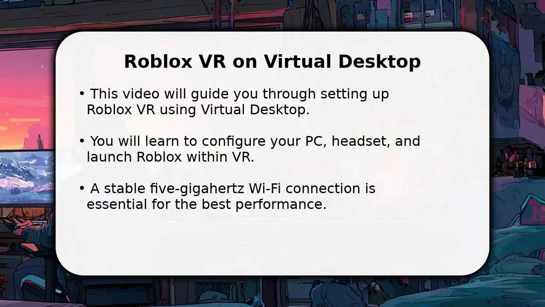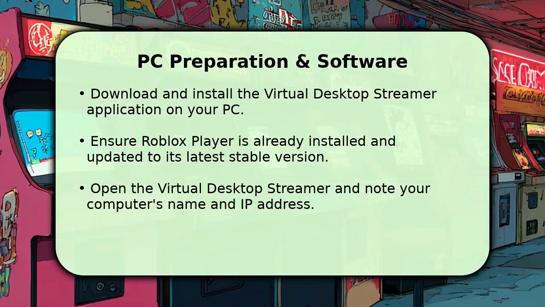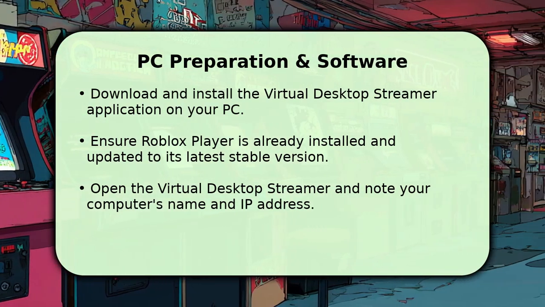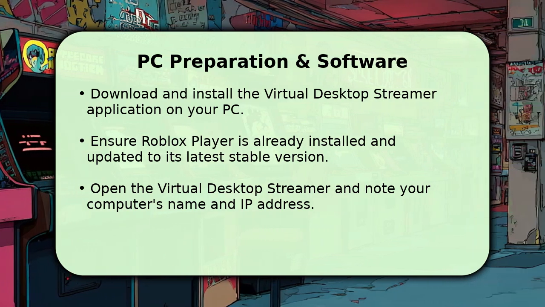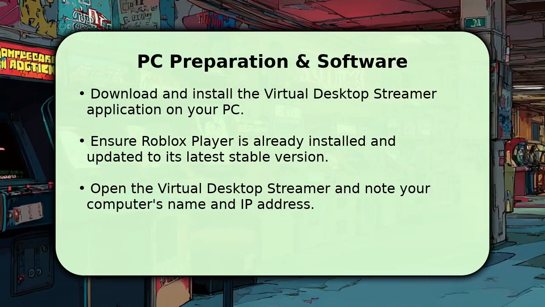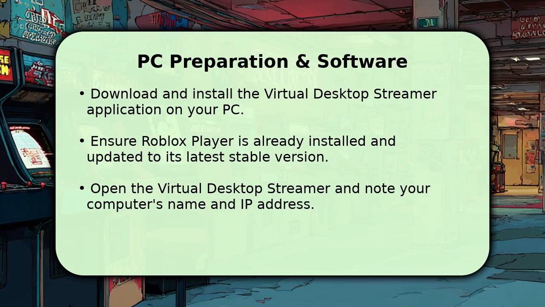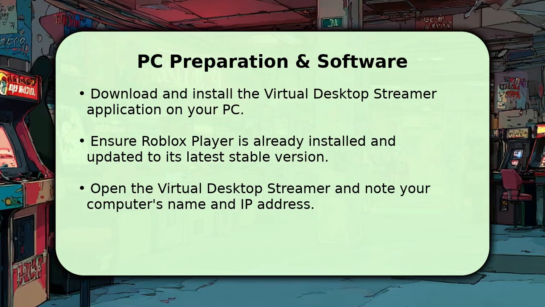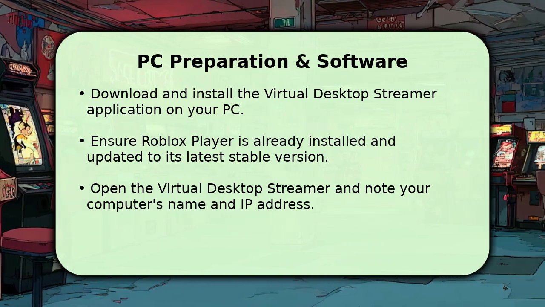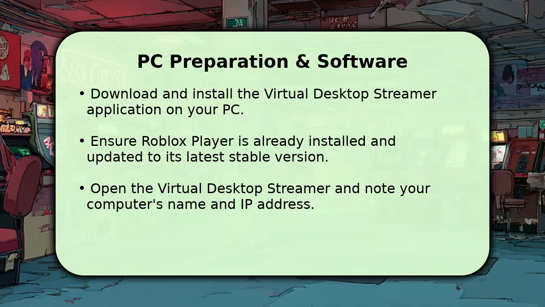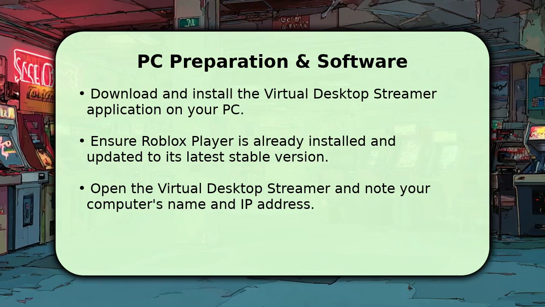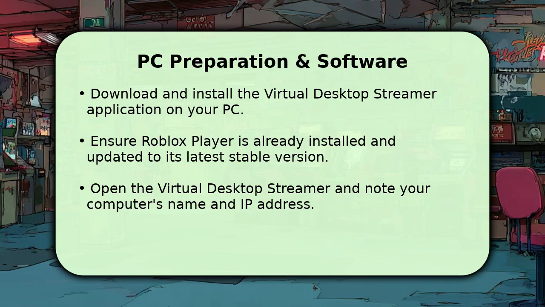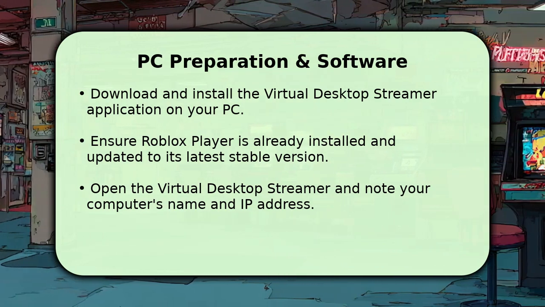and efficient. First, download the Virtual Desktop Streamer from the official website and install it on your computer. Make sure you already have the Roblox player client installed and up to date on your system. Once the streamer is running, open it and take note of your computer's name. This is what your VR headset will look for. Importantly, verify that your computer is connected to a fast 5 GHz Wi-Fi network, as this provides the best low-latency experience for virtual reality streaming.